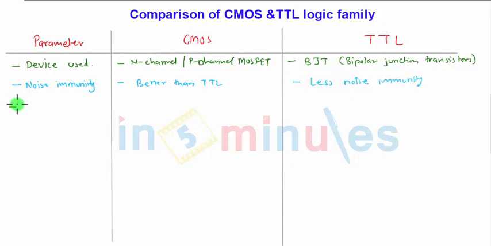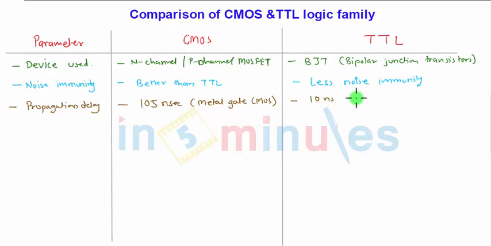The third point is based on the propagation delay. Propagation delay in CMOS is particularly 105 nanoseconds for a metal gate MOSFET, or metal gate CMOS, complementary metal oxide semiconductor, and propagation delay for TTL is usually 10 nanoseconds, which is a standard delay for the TTL logic family.